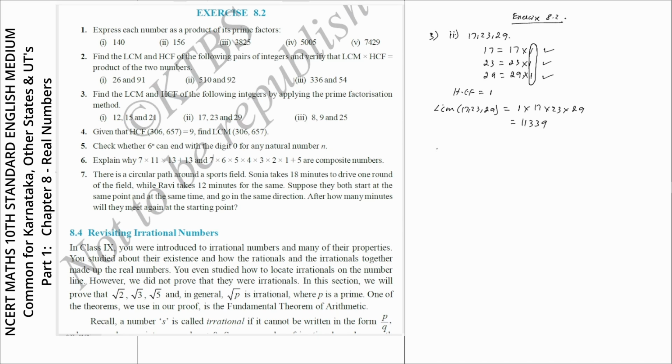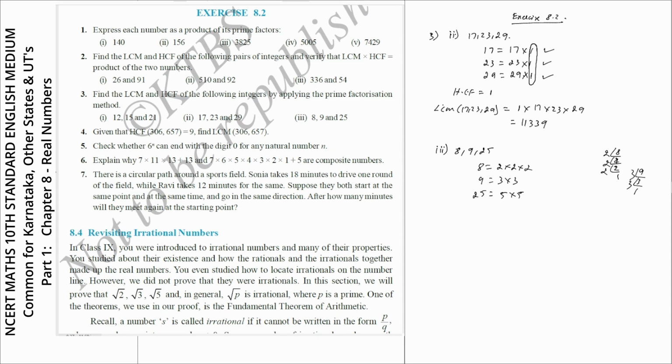And the last sub question in this question number 3 is, given numbers are 8, 9 and 25. So 8 I can write as 2 into 2 into 2, 2 2s are 4, 2 4s are 8. Now 9. So 9 is 3 into 3. Okay, 3 3s are 9. What about 25? 5 5s are 25.